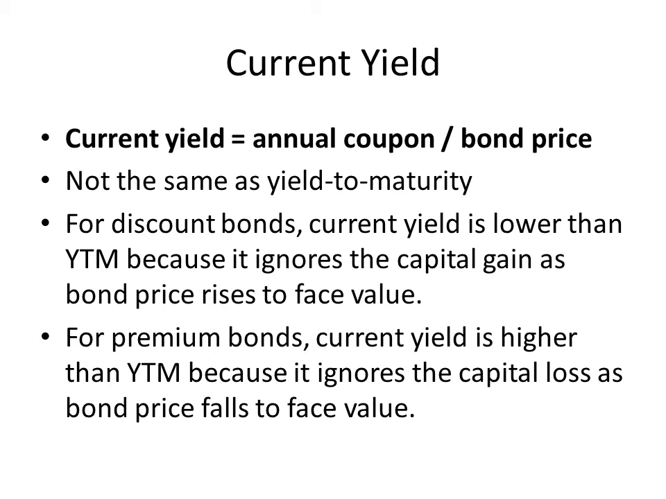For discount bonds, your current yield is always going to be lower than the yield to maturity because it ignores the capital gain that you're also going to receive as the bond price rises to face value. And for premium bonds, the current yield is going to be higher than the yield to maturity because it ignores that capital loss that you're going to suffer as that premium bond falls toward the face value. So don't be confused and think that current yield and yield to maturity are the same thing.